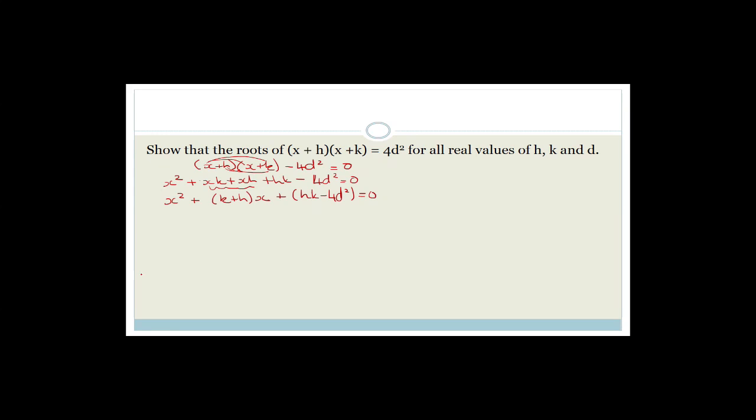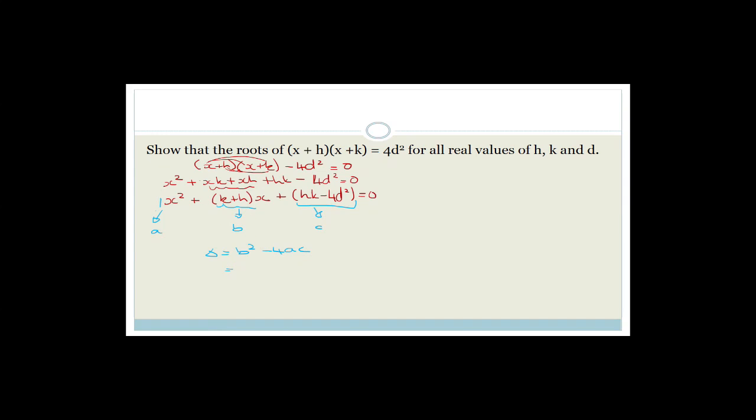I've grouped it like this so that we have the normal trinomial. We've got a 1x squared, we've got something x, and then we have something without x's. So this here is a, this here is b, and the whole of this is c. Now if we apply this to delta, delta is equal to b squared minus 4ac.